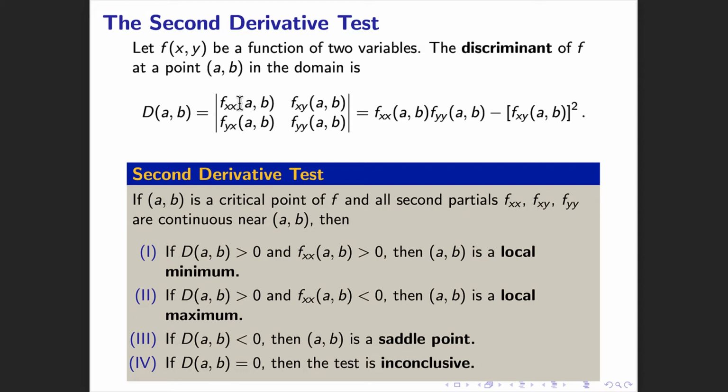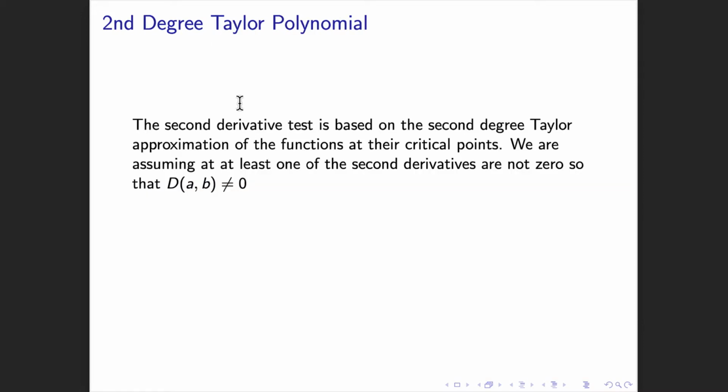If the discriminant at (a, b) is bigger than 0 and f sub xx at the point is less than 0, then the point is a local maximum. If the discriminant at the point is less than 0, then the point is a saddle point. If the discriminant at the point is 0, then the test is inconclusive.